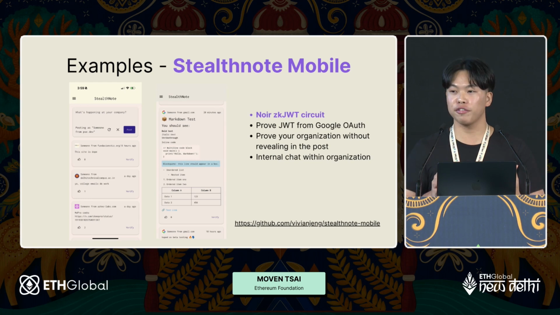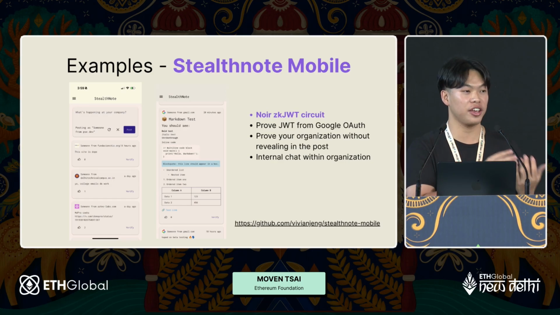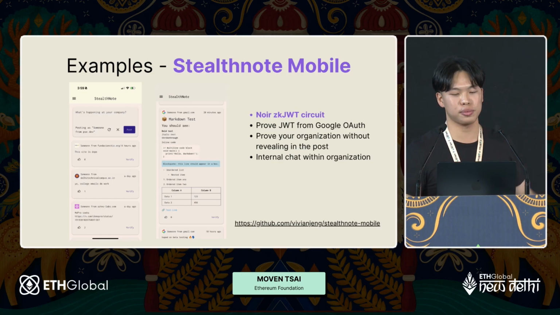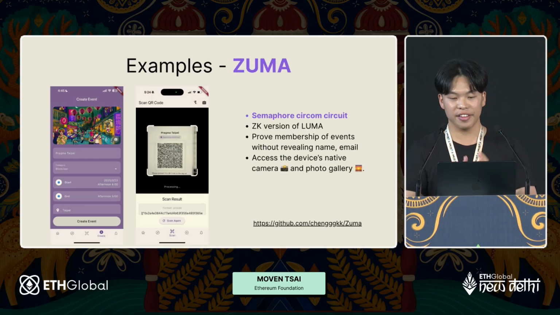So if you're looking to build JWT things, you might want to look into this project, and you can use the JWT circuits directly. And next, we also built with Semaphore.